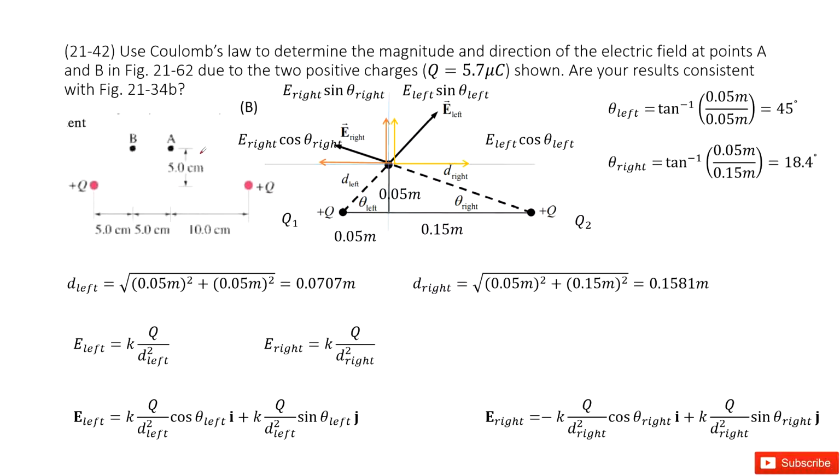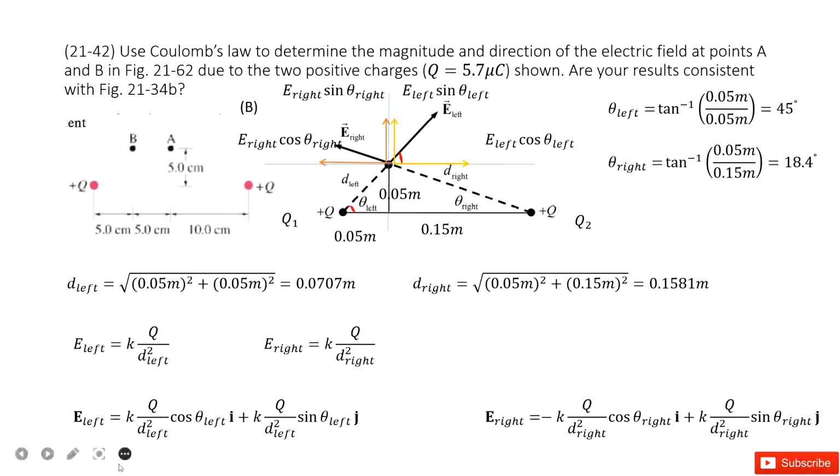Now we look at position B. For position B, similarly we can write the electric field from Q1 as E left, and the electric field from Q2 as E right. Still, we project E left and E right into the X component and Y component. Here we need to pay attention: this angle is called theta left, and this angle is equal to this angle. Agree? So there we project E left cosine theta in the X component and E left sine theta in the Y component.